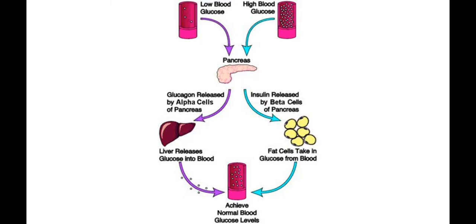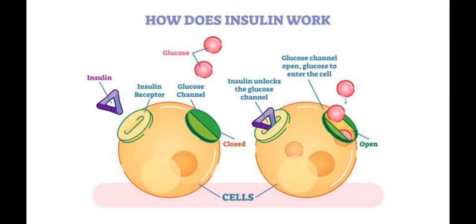the pancreas secretes insulin, and insulin commands fat cells to take in glucose from the blood. Then, like on this slide, insulin works like a key to open the door for glucose molecules, and glucose molecules get inside and get converted to fat in fat cells.